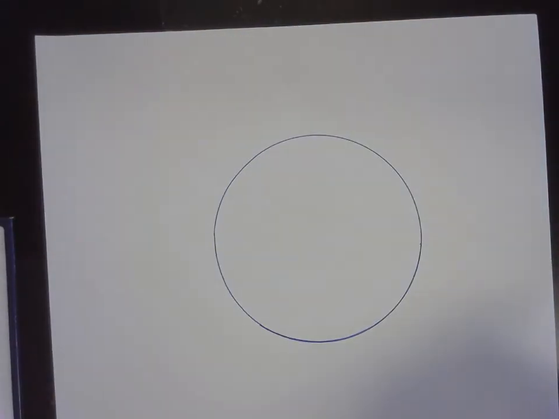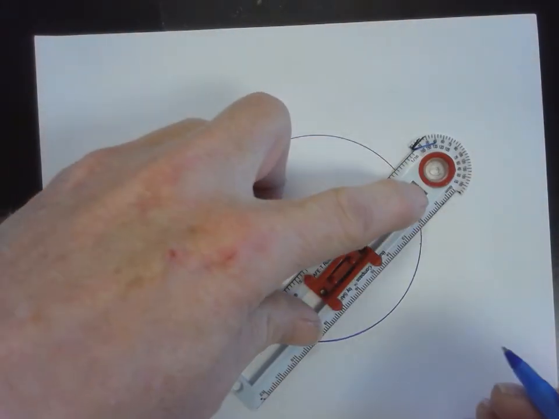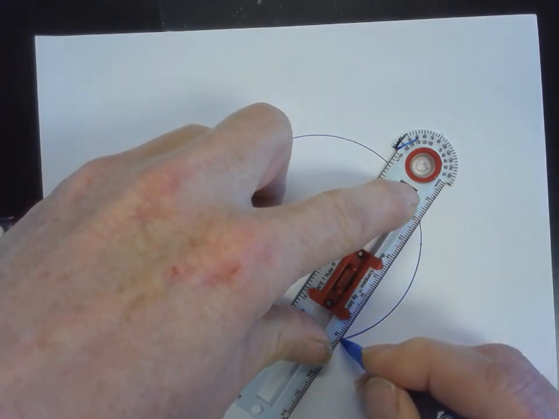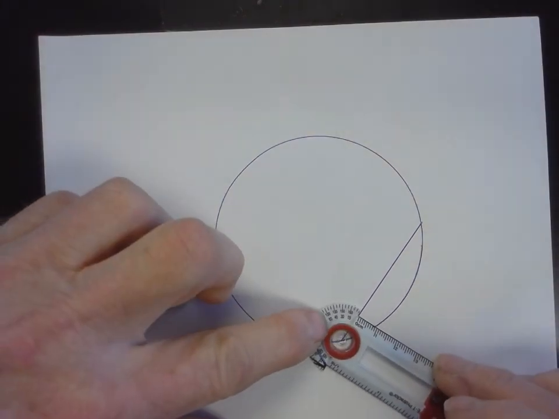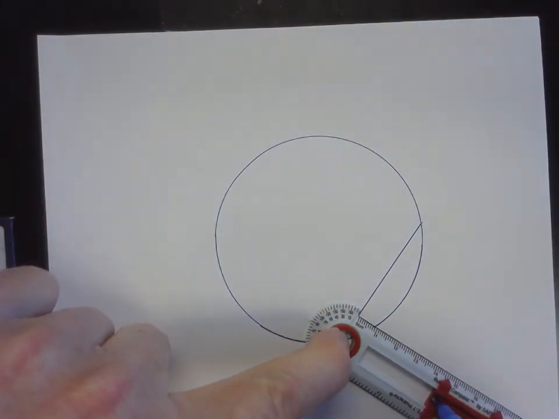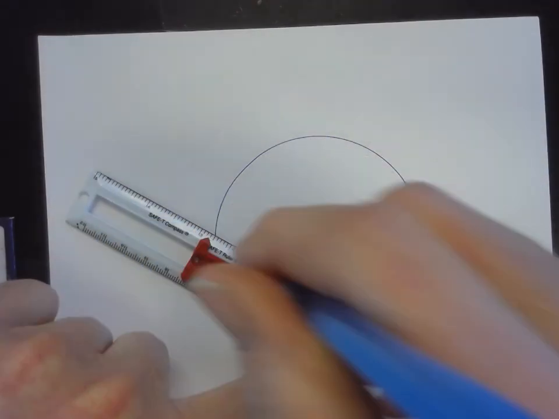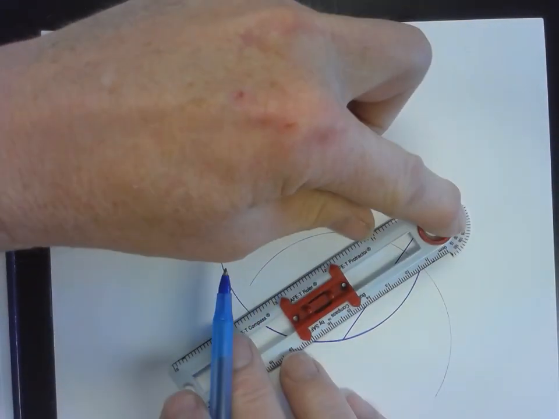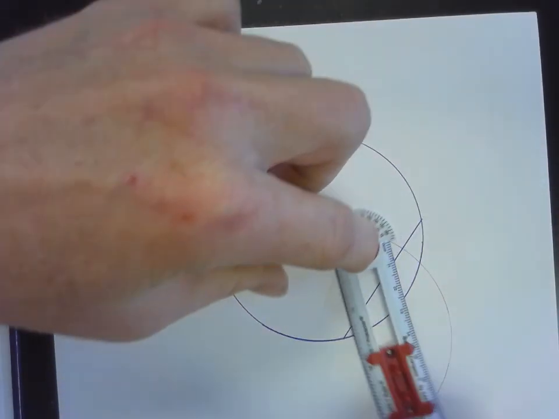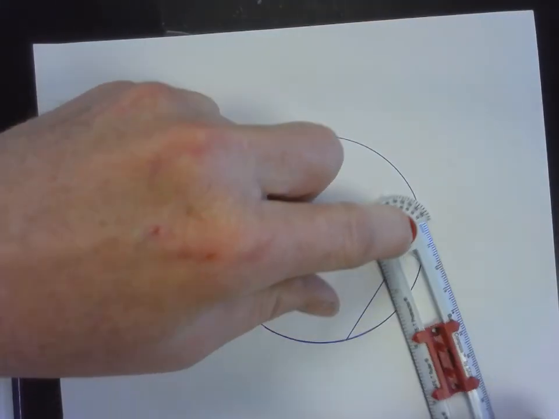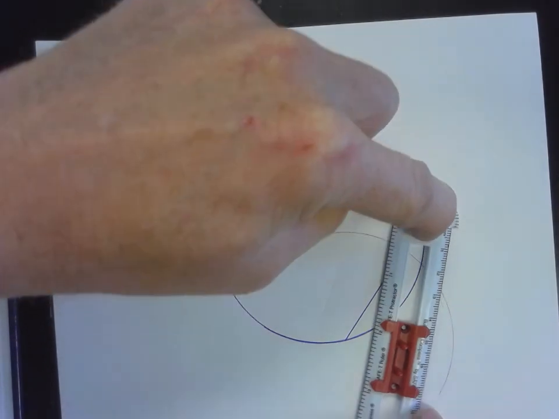So if I just have some random chord and I find its perpendicular bisector, which you guys know how to construct. Oh, did I use the inside hole? Yes, okay. Got to make sure we do the same arc, don't we?